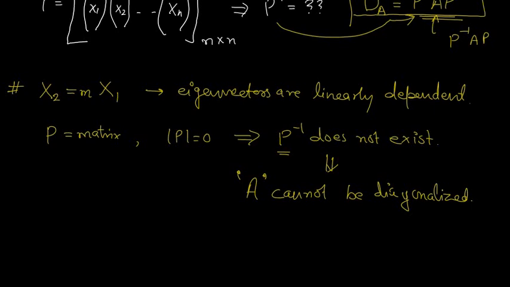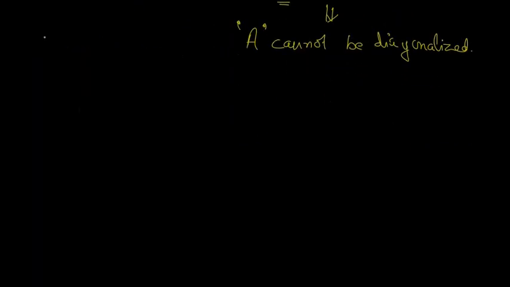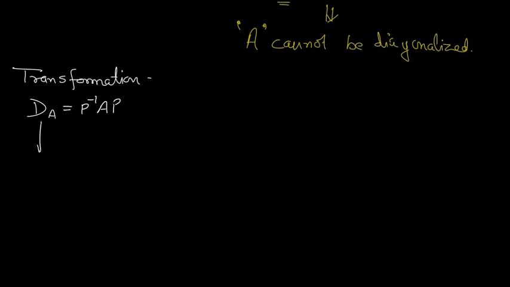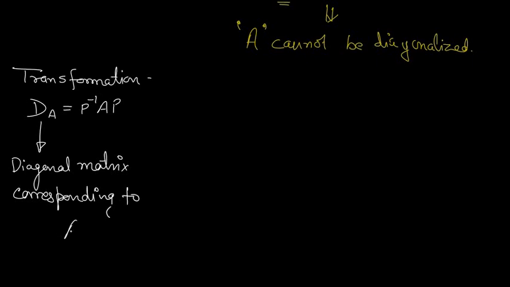So let's see how our matrix will look if it is diagonal. If we do the transformation which I have just derived, dA is nothing but P inverse A P. In this type of diagonalization, dA is the diagonal matrix corresponding to A, where A is your matrix.